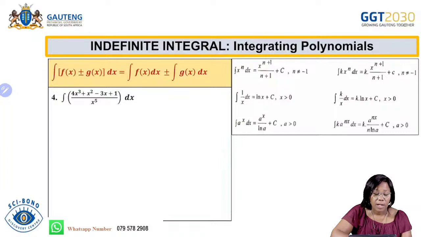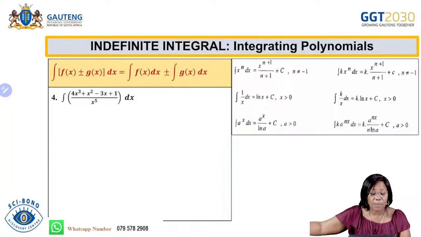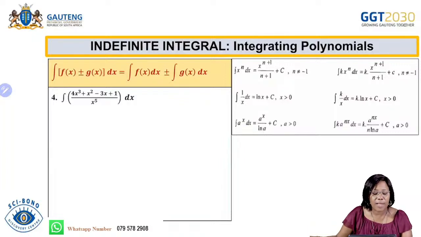Right. And then let's look at this number 4. And then again with this number 4, if you look at this, we are having the denominator x to the power 5, of which is for the whole expression on top there.